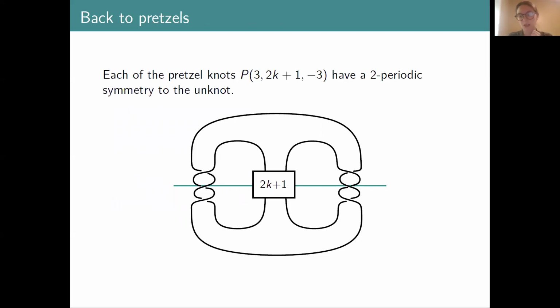Okay, so back to the pretzel knots that we're interested in. Each of these knots has a 2-periodic symmetry, so it's the first step to running the procedure that we just described. Here it is. The axis goes between the first crossing through the twist box and through that last crossing on the right. My drawing maybe doesn't make this clear, but it's not intersecting the knot anywhere. And if I rotate 180 degrees into the plane, I'll get the same diagram back.